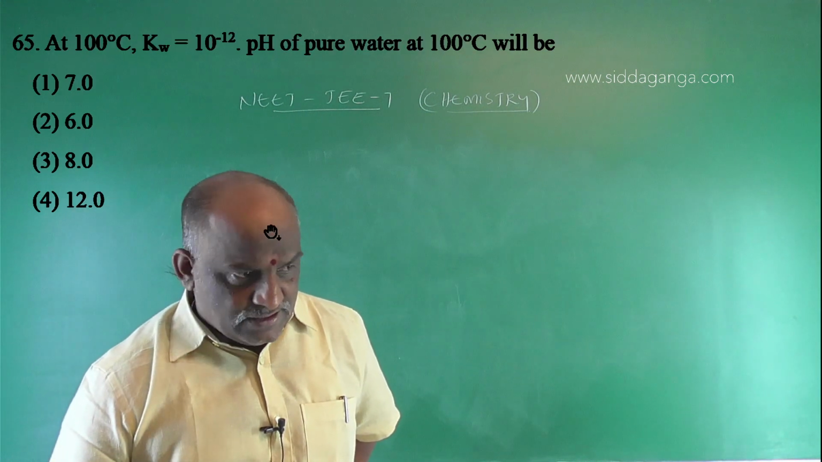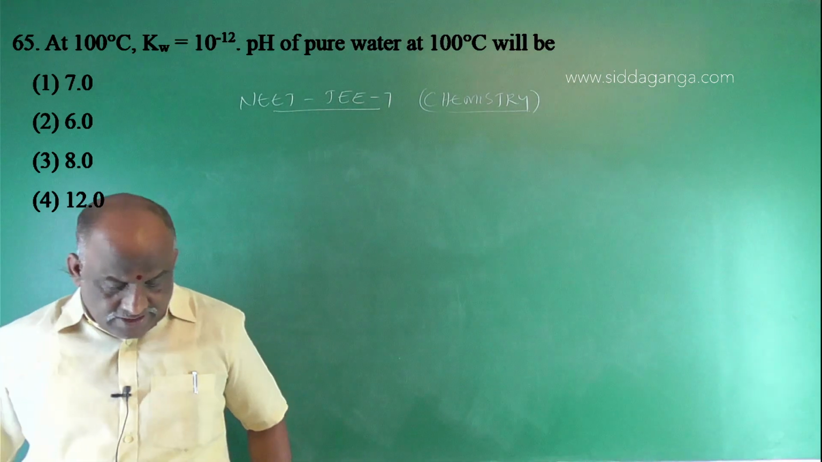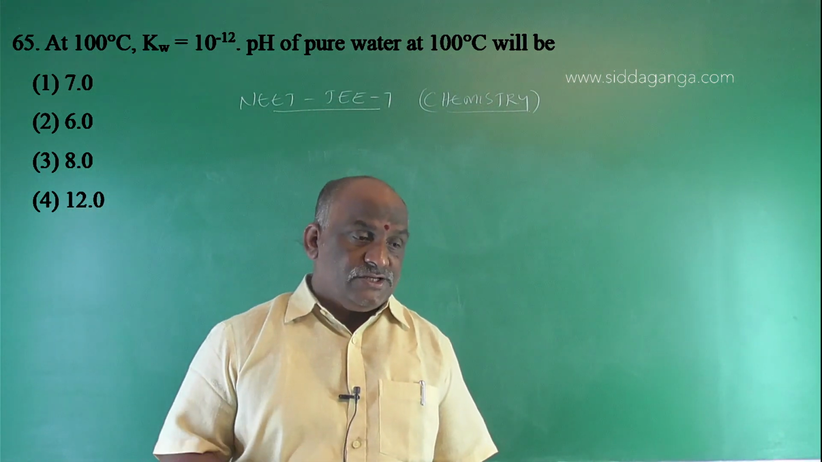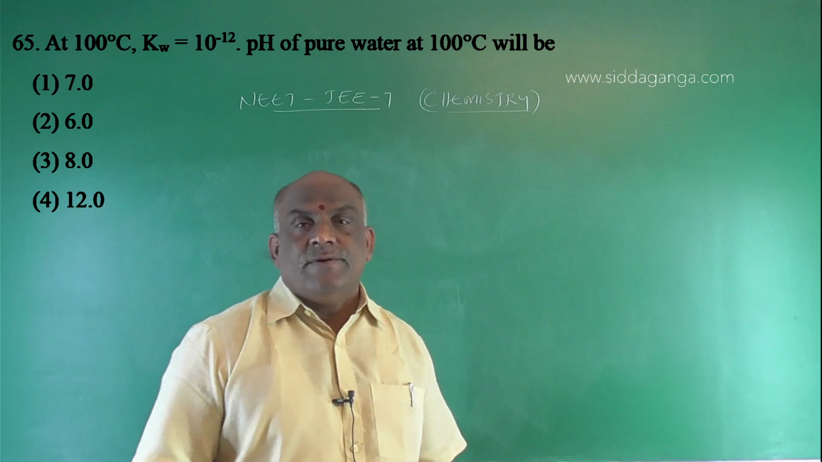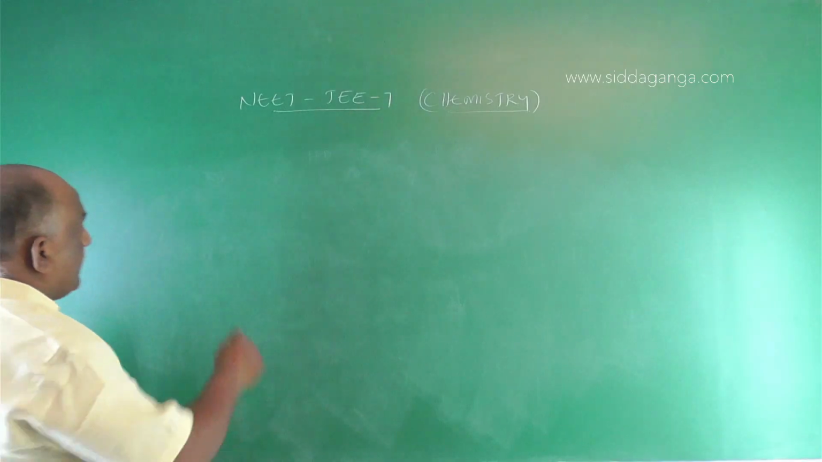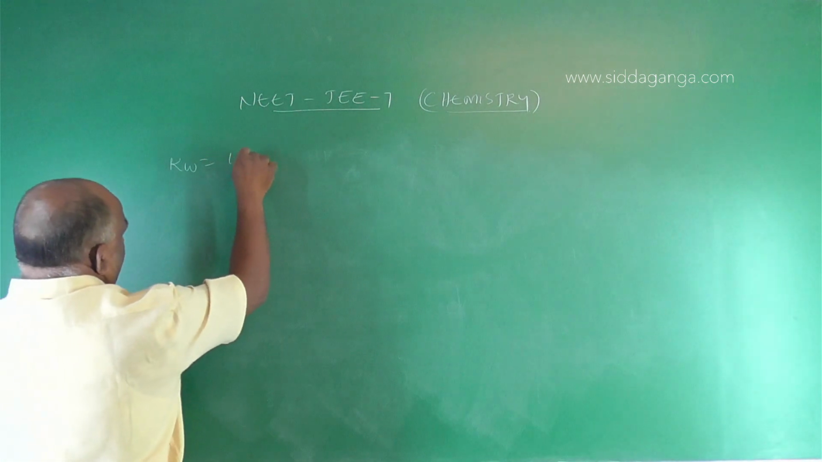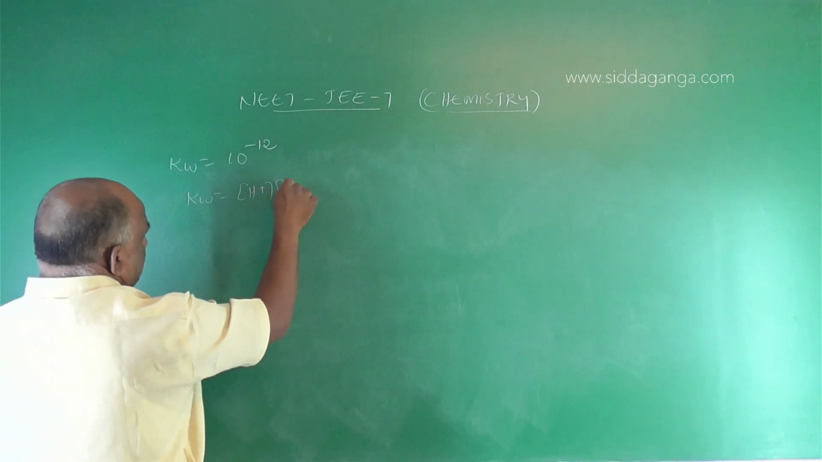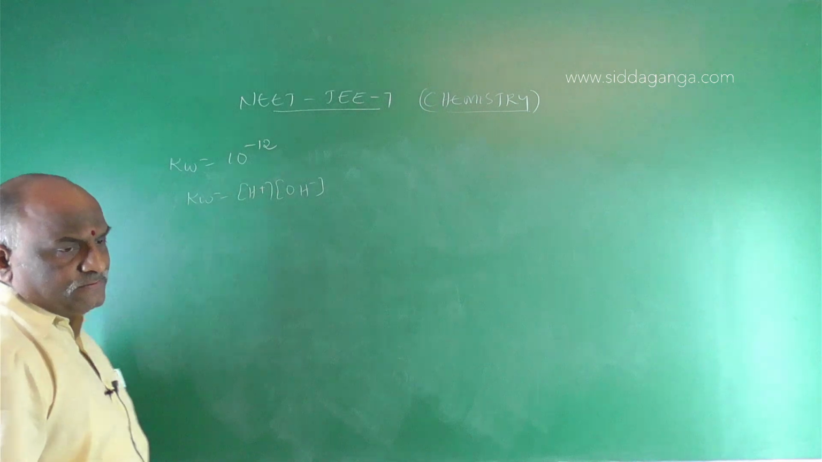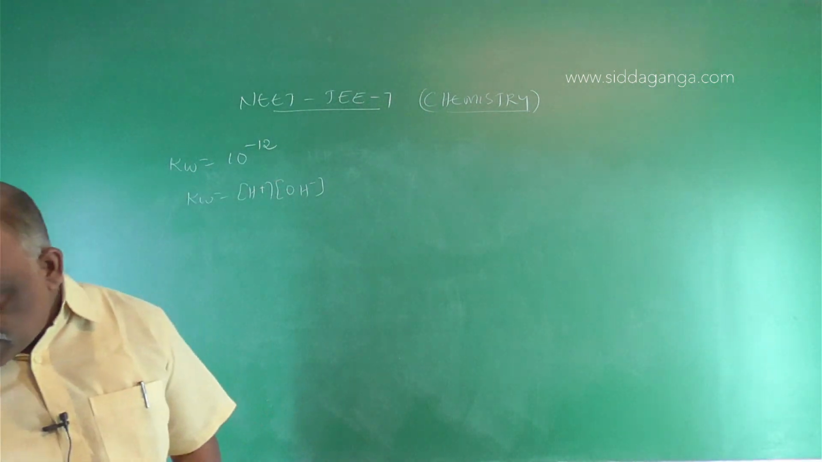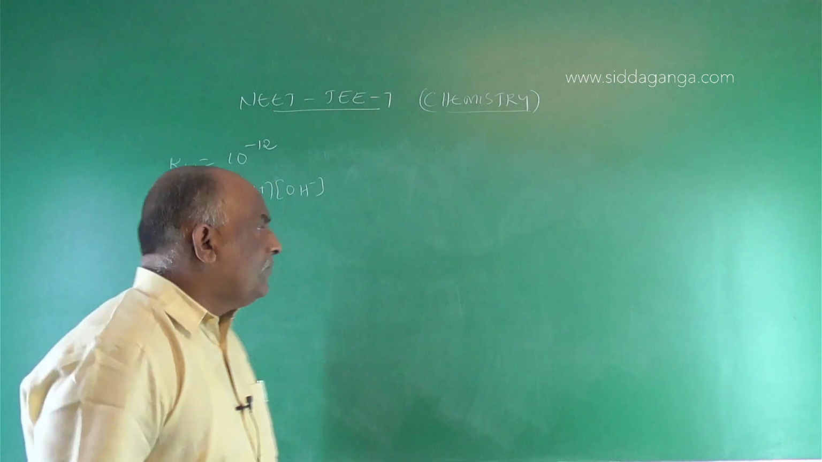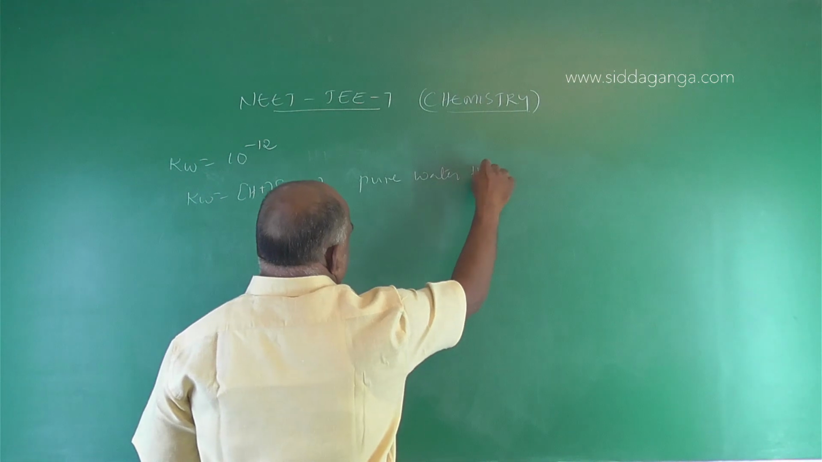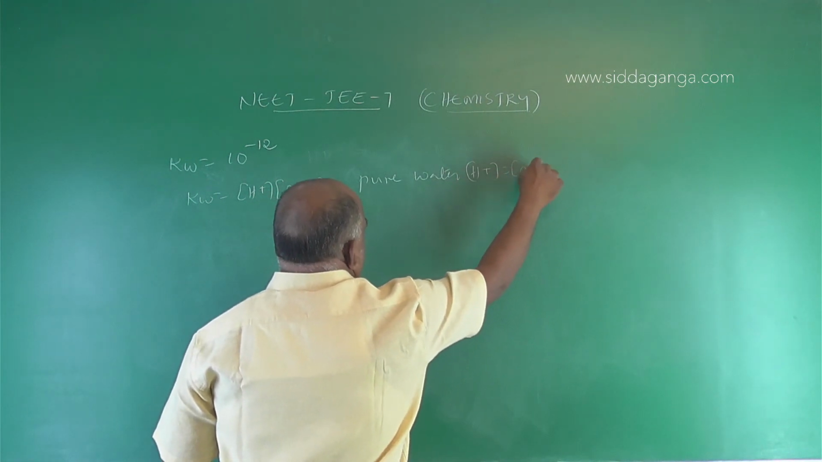And next one is a mathematical background question. At 100 degrees centigrade, Kw is given as 10 power minus 12. What is the pH of pure water at 100 degrees centigrade? So here Kw is equal to 10 power minus 12. We know Kw is equal to concentration of H plus into concentration of OH minus. Pure water means H plus concentration is equal to OH minus concentration.